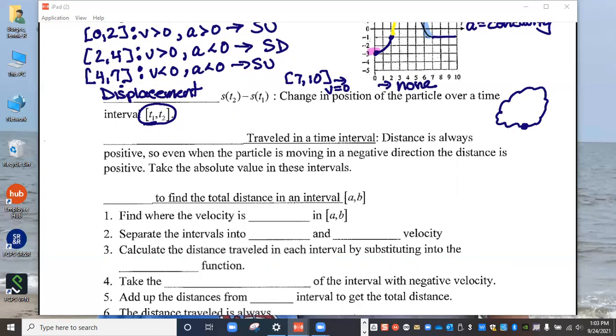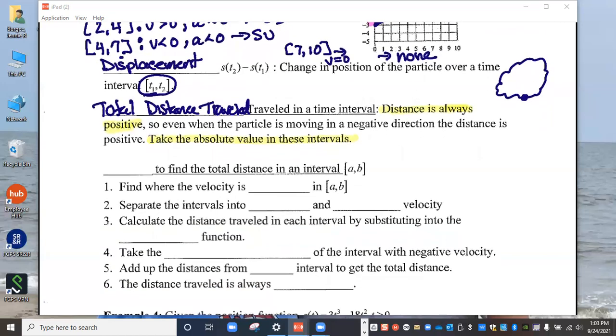Okay. Now, let's talk about total distance traveled. So if I want to know how far I traveled in a particular time interval, could that be equal to 0 given the diagram that I just gave you? No. Remember, when we talk about a distance, distance is always a positive number. So distance is always positive. What we're going to have to do is take the absolute value in any negative velocity intervals to figure out what my total distance traveled is going to be.